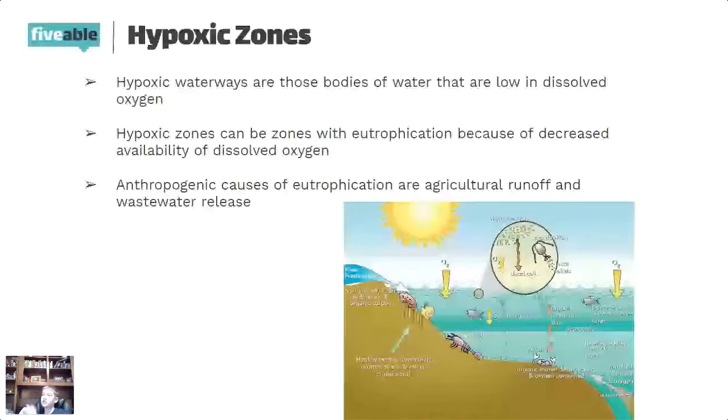And the anthropogenic causes of eutrophication, just like cultural eutrophication, like Dana said, are agricultural runoff and wastewater release. So if I take, this is really nasty, fecal water and I just dump that out somewhere and put it in the river, yeah, I'm going to get a lot more bacteria than just eutrophication, but also there could be some nitrogen and phosphorus and other nasty stuff mixed in there that could cause eutrophication to become a hypoxic zone.